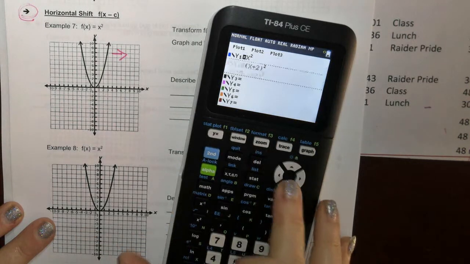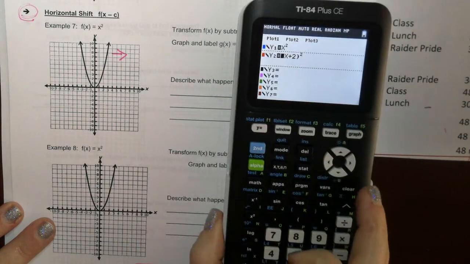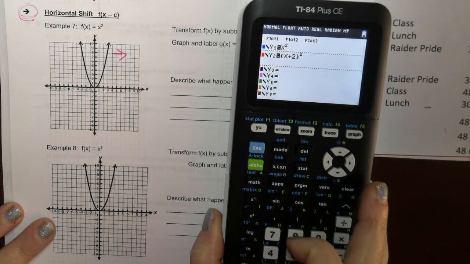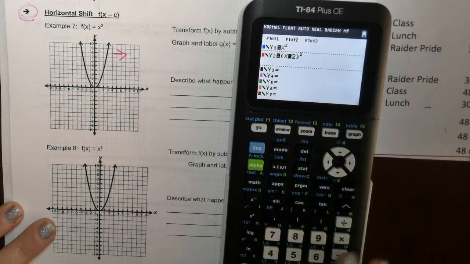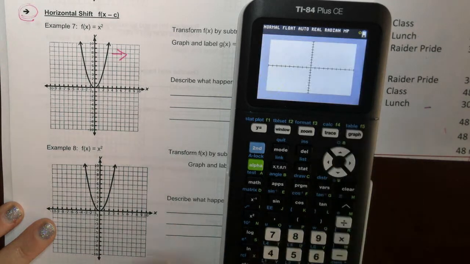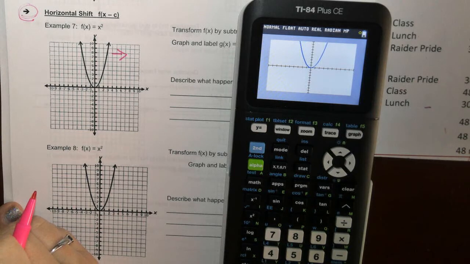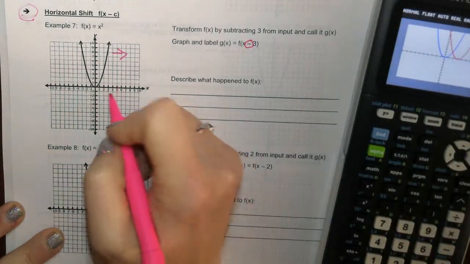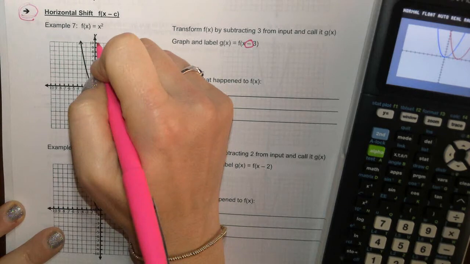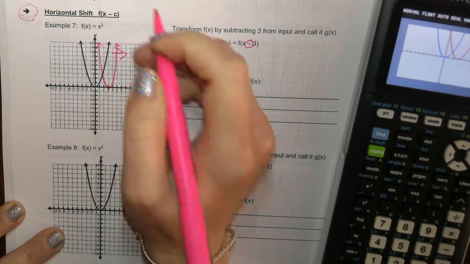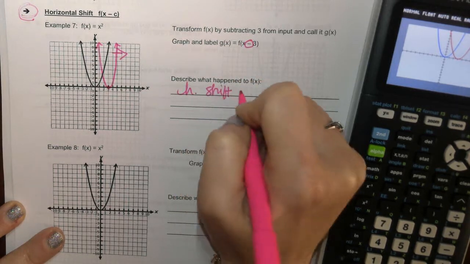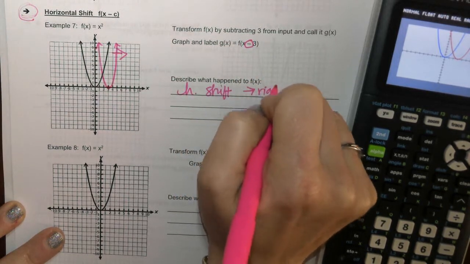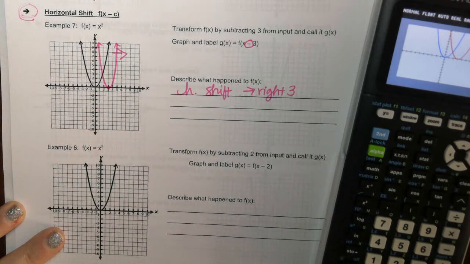So let's go to y equals. Keep your parent function in as the control, the top. And we're going to now put x minus 3 instead of x plus 2. And let's graph it. Parent, new function. It did. It went over 3 spaces. It had a horizontal shift to the right 3 spaces.